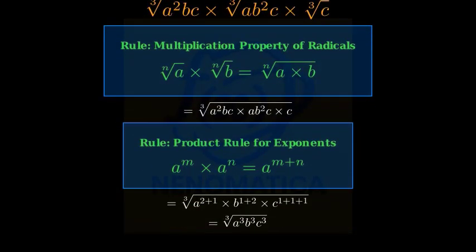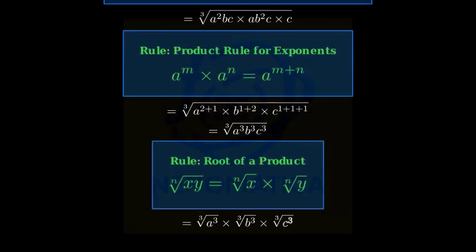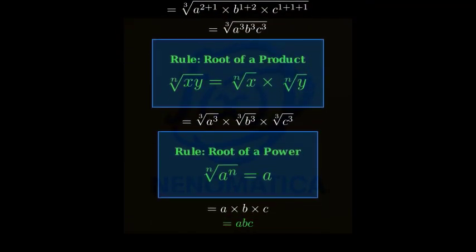Now, let's rewrite this expression as the product of cube roots. We can use the property that says the nth root of a product equals the product of the nth roots. Looking at what we have inside the cube root, we can rewrite it as the product of the cube roots of a cubed, b cubed, and c cubed. Now we can simplify further using another important property. The nth root of a to the power of n equals a. Since we have the cube root of a cubed, the cube root of b cubed, and the cube root of c cubed, these simplify to a, b, and c respectively.